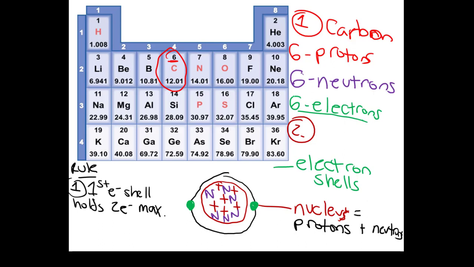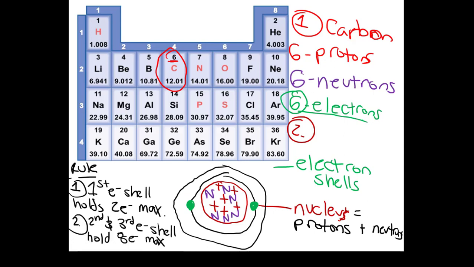But remember, carbon has 6. So we need to put 4 more electrons in this atom. So what you're going to need is to draw a second electron shell around the first. And here is your second rule. The second, and if you need a third, the second or third electron shells can hold a maximum of 8 electrons. Okay, so for this carbon atom, as I said, there's 6 total electrons. We did 1, 2. Now we'll put the remaining 4 on the second shell. 1, 2, 3, and 4. And there is carbon.